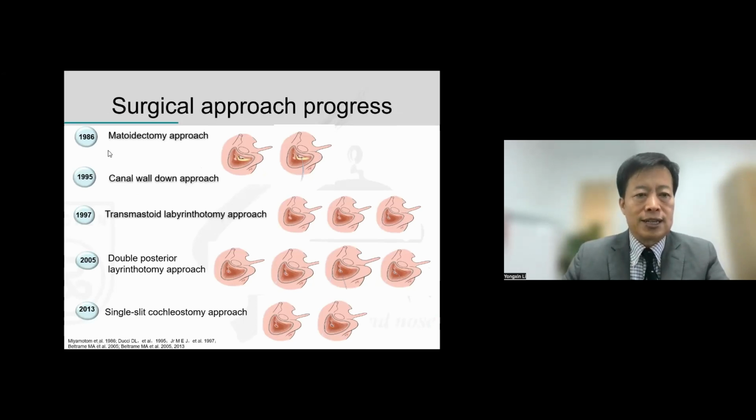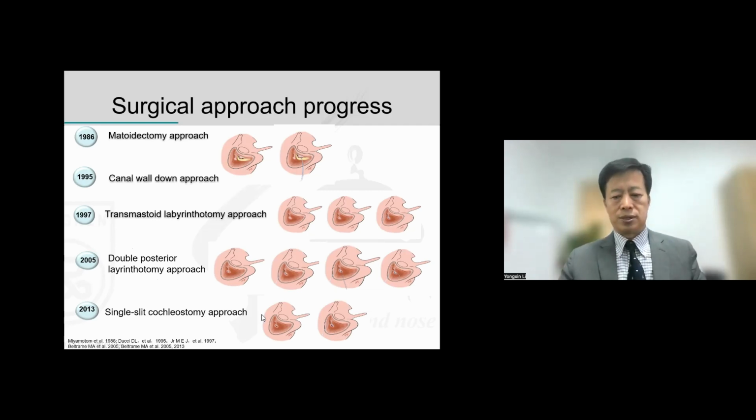In 1986, the doctor used the mastoidectomy approach like this. In 1995, the canal wall down technique was used. And in 2005, the doctor used the double posterior labyrinthectomy approach. This is very commonly used. In 2013, the single slit cochleostomy approach was used.